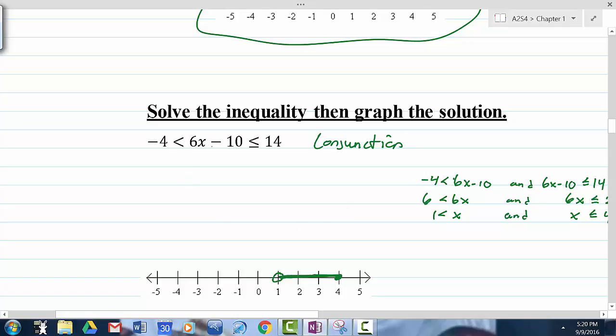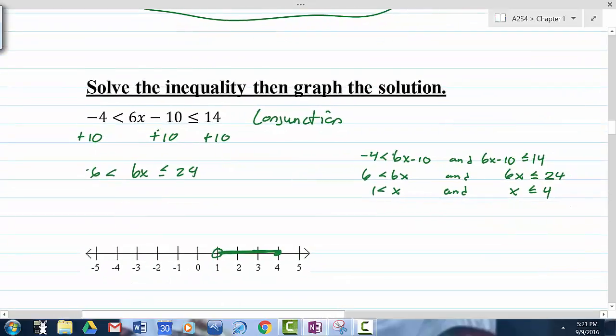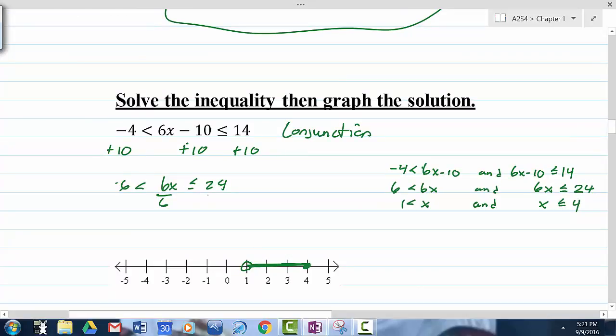But there's another way to actually solve it. I can just solve both of them at the same time. In other words, add 10 to all three sides. Right? So then that means that 6x is in between -4 and 24. Notice it's very, very similar to the problems over here. And then divide by 6 on all sides, and you'll get that x is in between 1 and 4, which is exactly what we just plotted. So you can choose how you want to solve these. That's totally up to you.